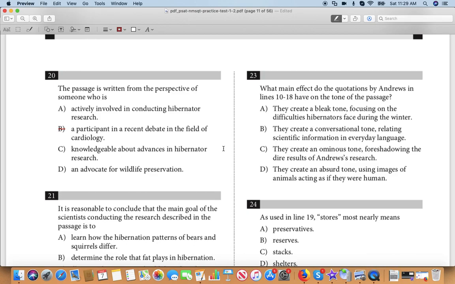Yes, I did. Okay, good. Let's try D. An advocate for wildlife preservation. Is the passage written from the perspective of someone who's an advocate for wildlife preservation? Possibly, but it doesn't say that. There's no evidence for it. It doesn't talk about the author really at all. So we can get rid of D.